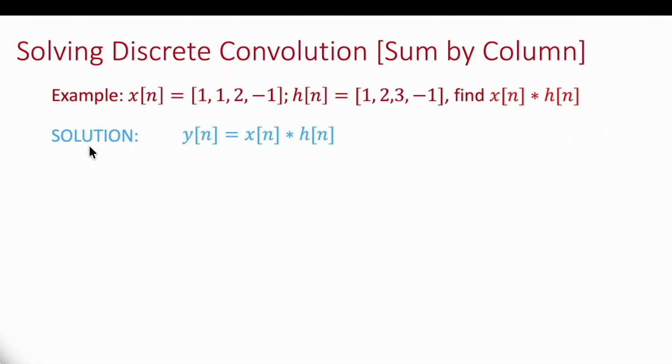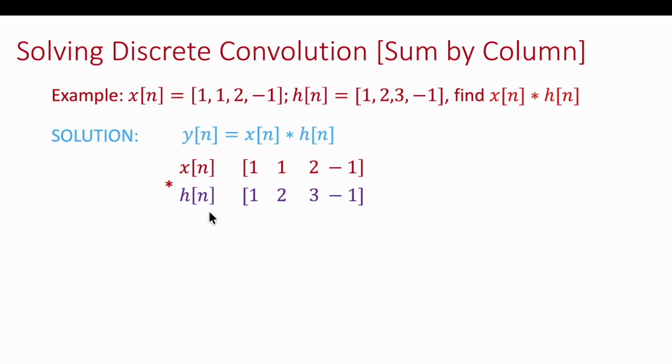There is another example of solving discrete convolution, and here you use the sum by column method. The example is x of n is equal to 1, 1, 2, minus 1, and h of n is 1, 2, 3 and minus 1, and you need to find the convolution of x of n with h of n. So y is equal to x of n convolution with h of n. x of n is given, so we write the first row and then the convolution with h of n.